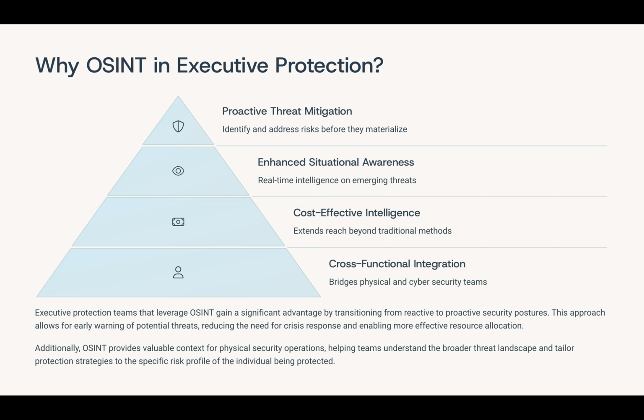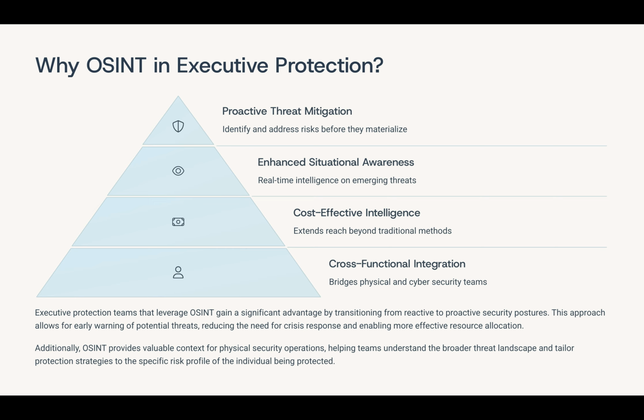One of the key benefits is cost-effectiveness. OSINT expands the intelligence reach without the need for expensive or intrusive measures, making it an efficient way to extend the capabilities of traditional security programs. Furthermore, OSINT acts as a bridge between physical and cybersecurity, enabling cross-functional collaboration. This integration ensures that both digital and real-world threats are considered in protection planning.